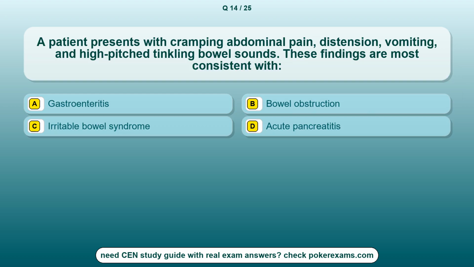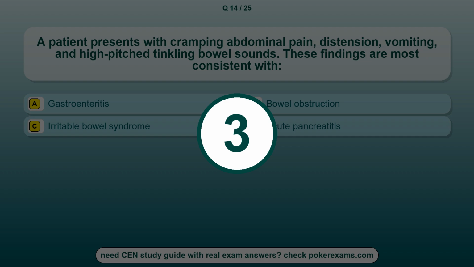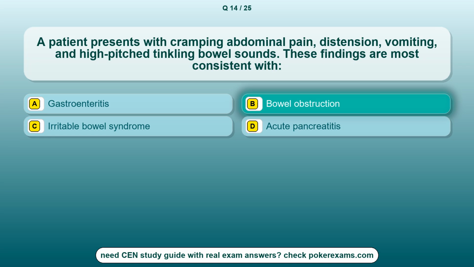Question 14. A patient presents with cramping abdominal pain, distension, vomiting, and high-pitched tinkling bowel sounds. These findings are most consistent with: Option A, gastroenteritis. Option B, bowel obstruction. Option C, irritable bowel syndrome. Option D, acute pancreatitis. The correct answer is option B, bowel obstruction.